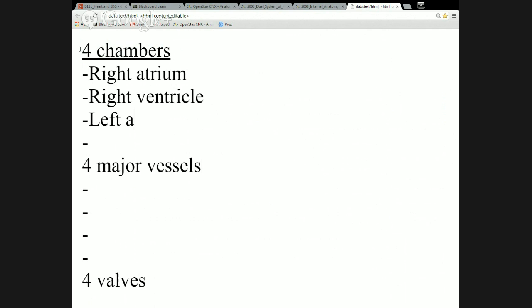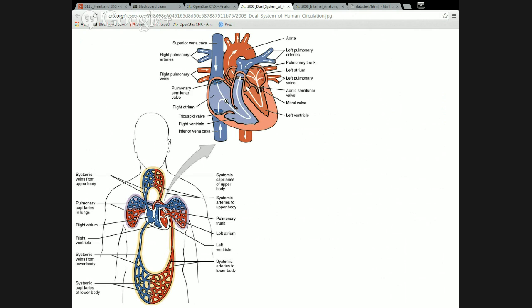and the left ventricle. Now, the order I'm writing them in here is actually on purpose to correspond to the direction of blood flow. So blood flows through the right atrium, then to the right ventricle, and then leaves the heart to go to the lungs and comes back to the left atrium and then into the left ventricle and then gets pumped out to the body. I'll come back to this depiction in a little while, but that's the reason why I wrote them in that order.